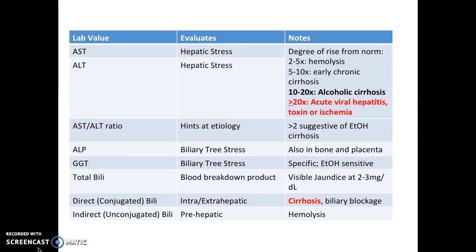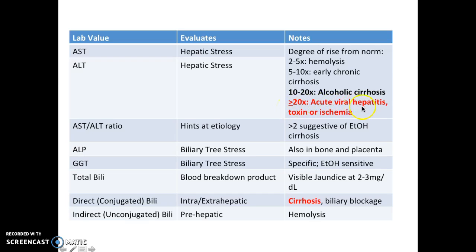So if you have a patient that is feeling fatigued, they're weak, they have jaundice, or they have hepatomegaly, you're likely to do an LFT, so the liver function test. And what's on that panel will be the transaminases, so AST and ALT, which are indicative of hepatic stress. And the degree of rise from the norm will tell you a little bit about the etiology.